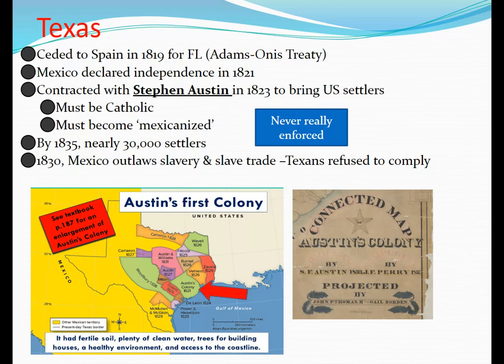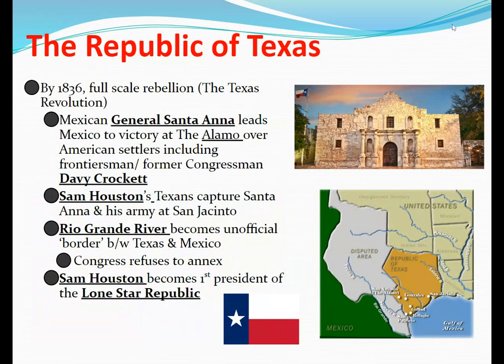So when Mexico officially outlawed slavery in 1830, there is a lot of conflict because the people who've come to colonize from the United States are slave owners, and they refuse to comply with this change in the law. So over the course of 6 years, we will see that those Americans who have settled, who have colonized in Texas, are unwilling to change.